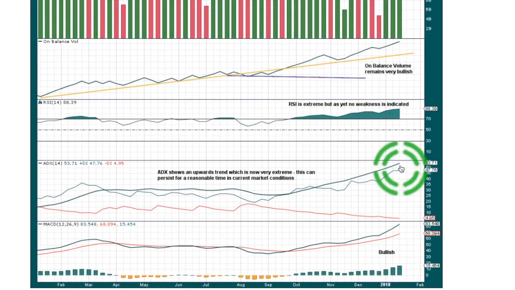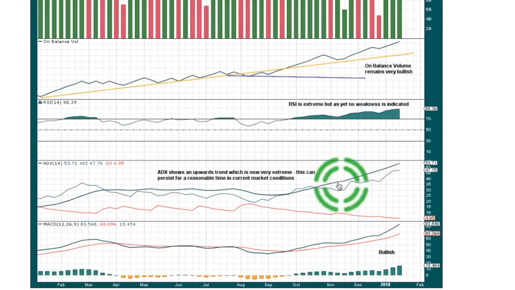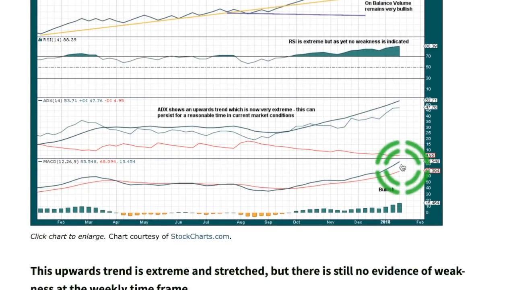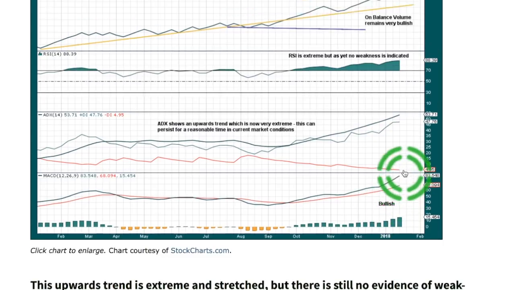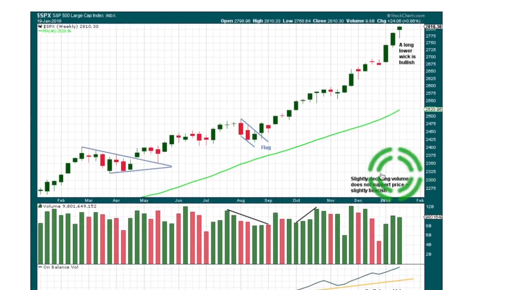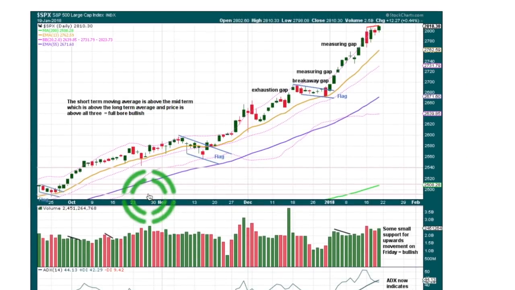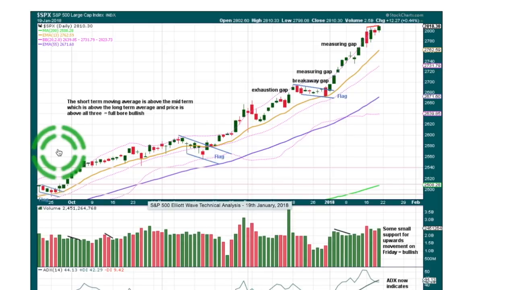ADX also is very, very extreme. It's above 35 and above both directional lines. There will be an interruption to the trend, but this can remain extreme for many weeks before we should expect a trend change or a big consolidation, and MACD is very bullish. The trend is stretched and extreme, but because there's no divergence between price and RSI at the weekly chart level, don't expect a big interruption yet at this stage. It could happen, but the indicators say it's more likely it won't happen at this stage. Balance of probabilities.